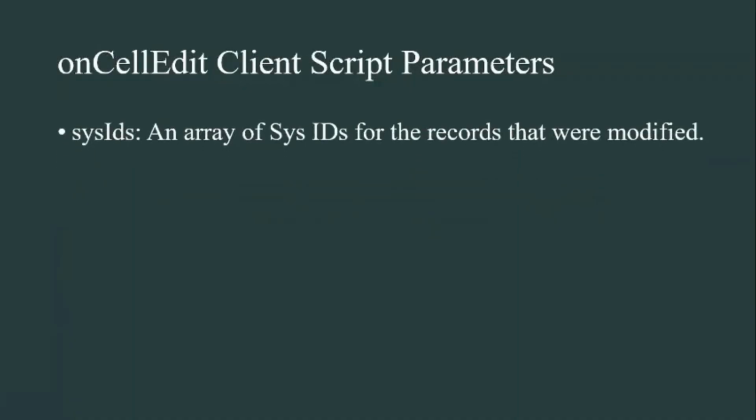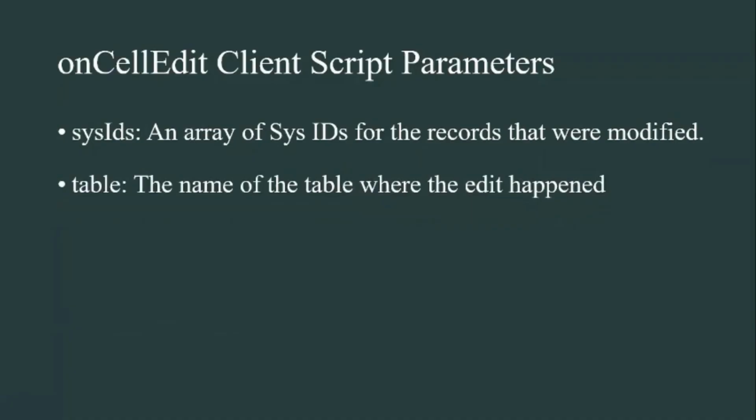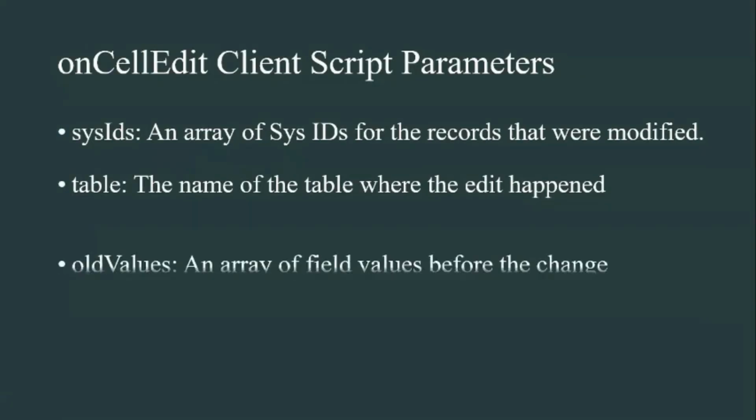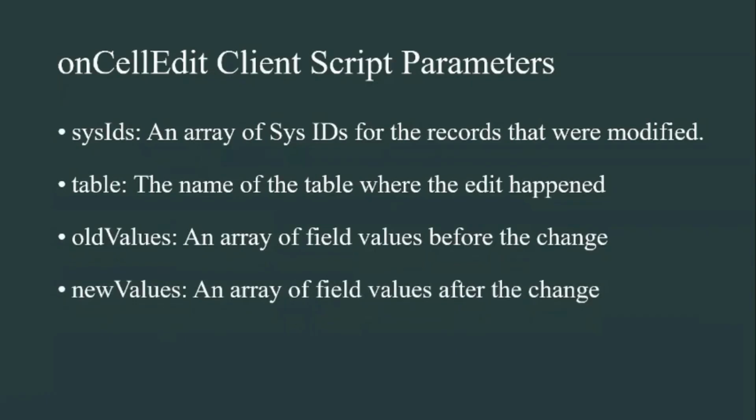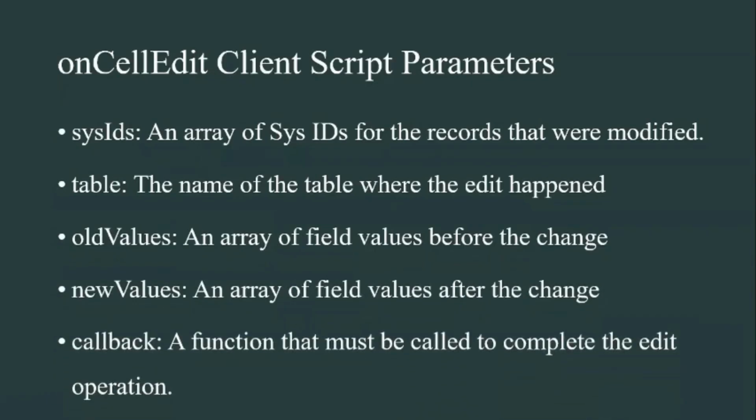sysIDs, an array of sys_ids for the records that were modified, useful when multiple rows are edited in a single action. table, the name of the table where the edit happened, for example, incident, task, etc. oldValues, an array of field values before the change. newValues, an array of field values after the change. callback, a function that must be called to complete the edit operation.